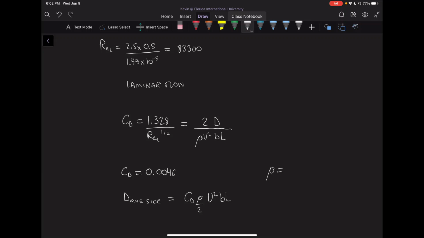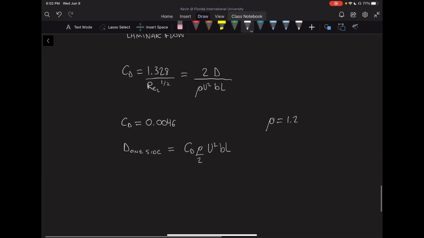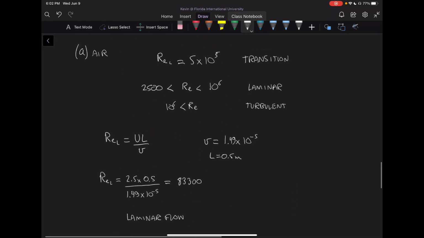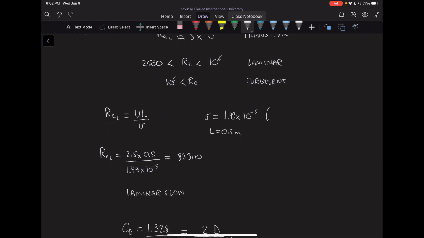So we can plug in our 1.2 in our equation, and we get that the drag on one side would be equal to 0.026 newtons. And I'm just going to write here where we wrote our nu. This is from table A4. And from table A2, we would have had nu equal to 1.5 times 10 to the minus 5. They're both valid possibilities to use.